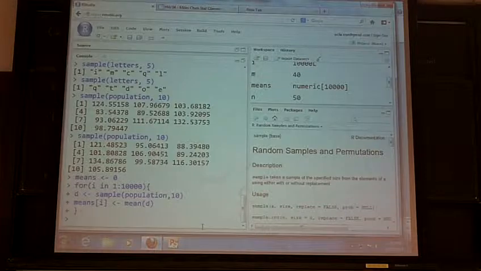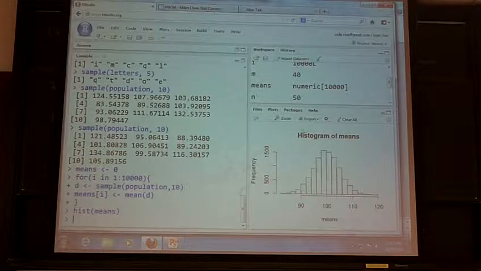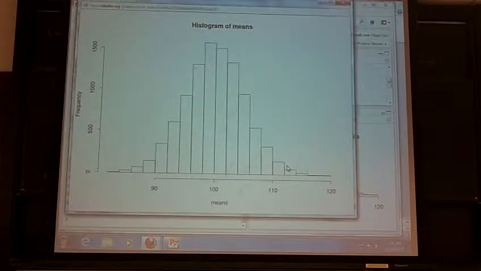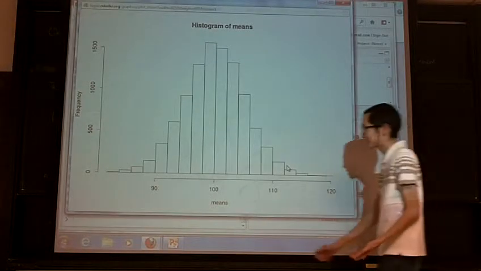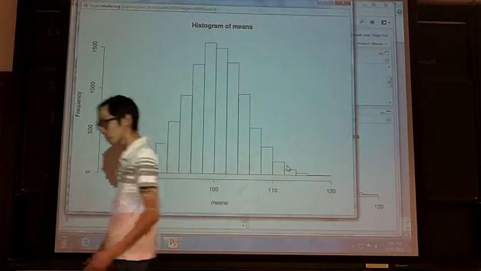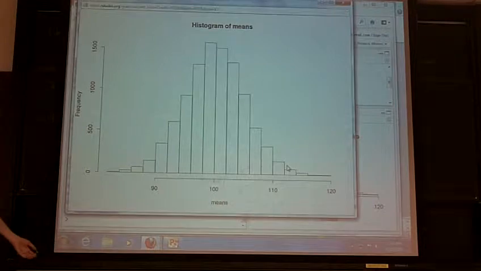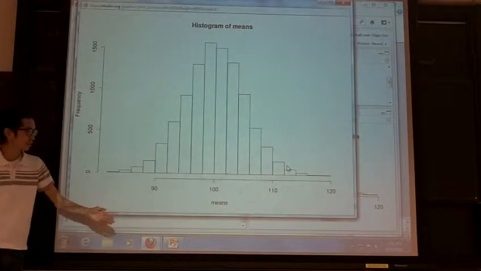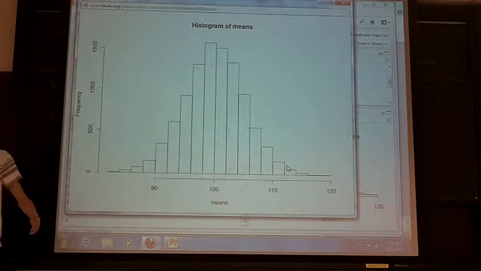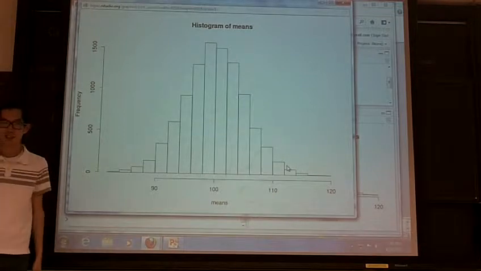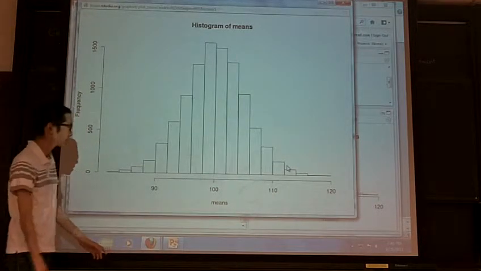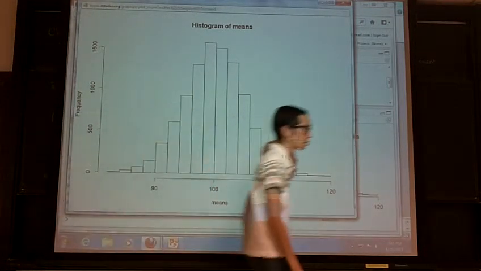Okay. So let's take a look at the histogram of means. Okay. So it looks like a normal distribution, just like we had before. But what do we notice about the range here? Pretty small. Much smaller.